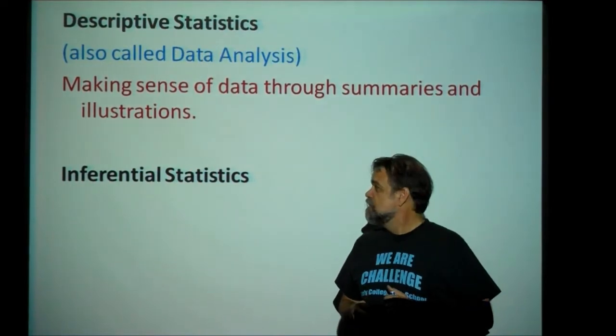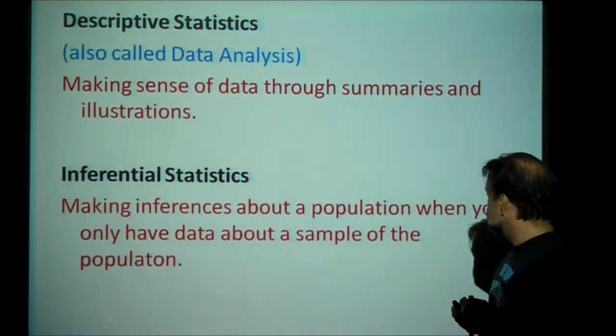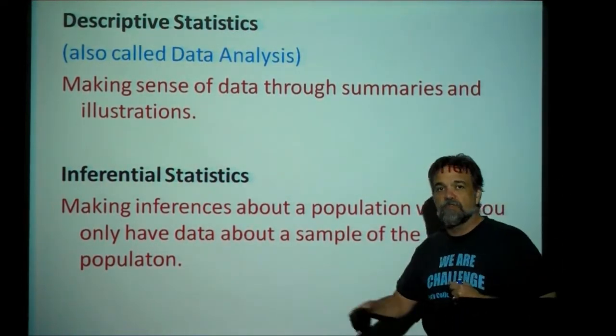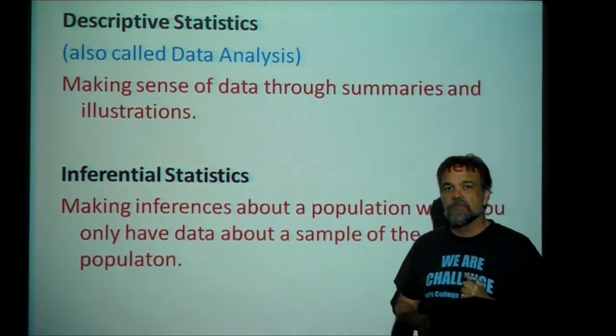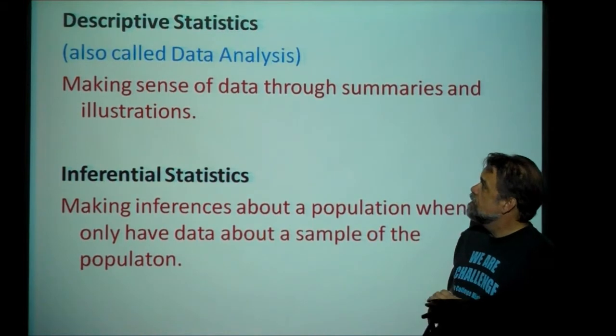Inferential statistics is what you use when you don't know information about the entire population, but you only have information about a sample of the population, one portion of the population, okay? That's when you use inferential statistics.